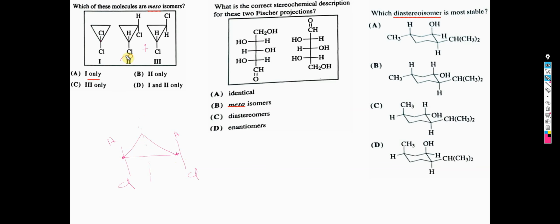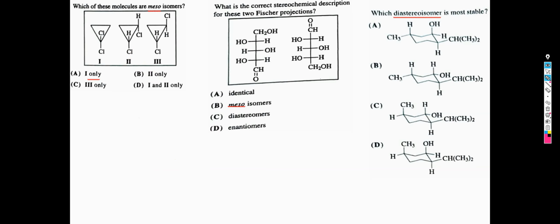That's what meso is. So 2 is a meso structure, and 3 is not a meso structure. There's a hydrogen here and a chlorine here, therefore this is not a meso structure. This molecule and its mirror image are going to be enantiomers, whereas this one is not going to have a mirror image that is non-superimposable. So option 2 is the only one that is a meso structure.